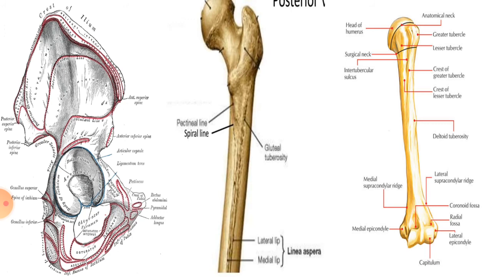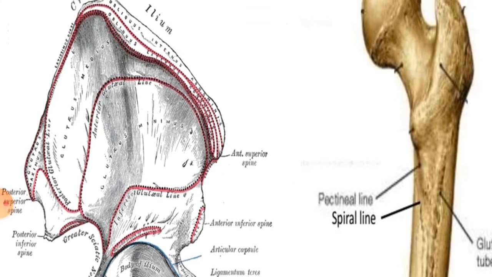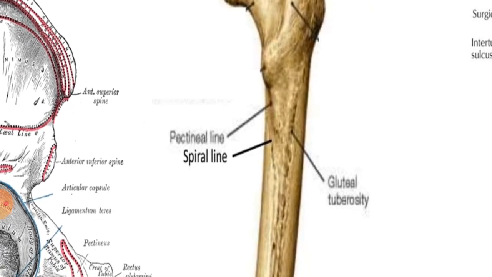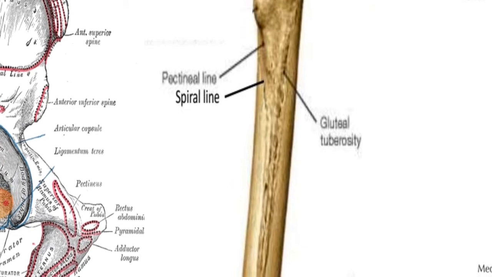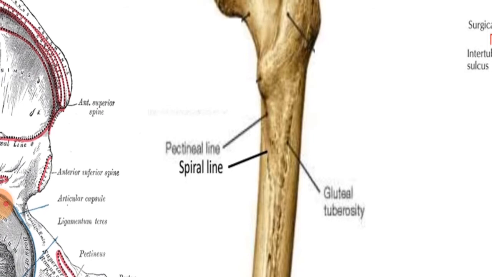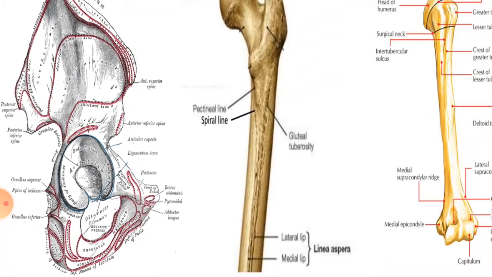Let's look at them again. Here we saw three gluteal lines, inferior, anterior and posterior, and we saw that the space between the anterior and inferior gluteal lines is for the gluteus minimus muscle, and the space between the anterior and posterior gluteal lines is for the gluteus medius muscle. On the other hand, the linear lines on the femur, we saw the spiral line and the pectineal line, and the linea aspera as well.